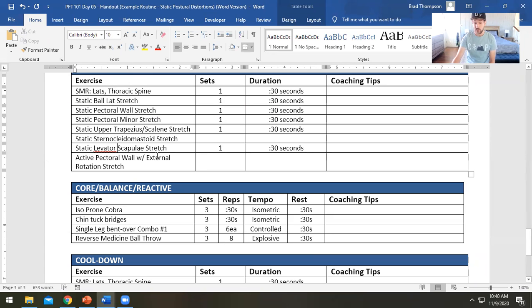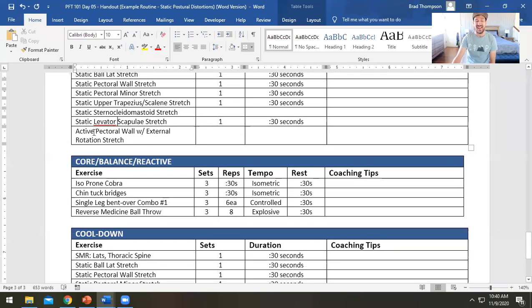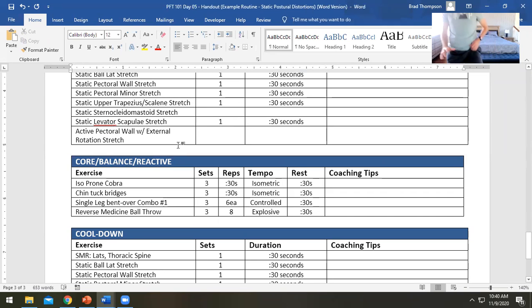So then we do all those stretches. I did put one active stretch in here, the pectoral wall stretch with external rotation. This is one of my favorite stretches. And it's actually where you go against a wall and you get stretched back. And then what you do is you just turn your palm back a little bit and then relax and then turn it back and relax. It's not very much motion, but it is one of my favorite stretches.